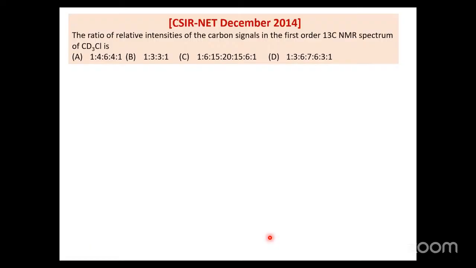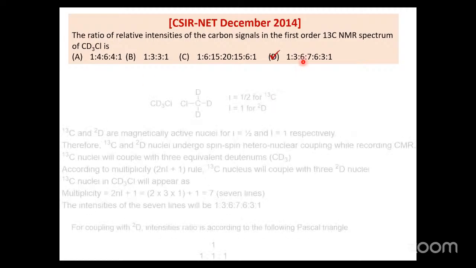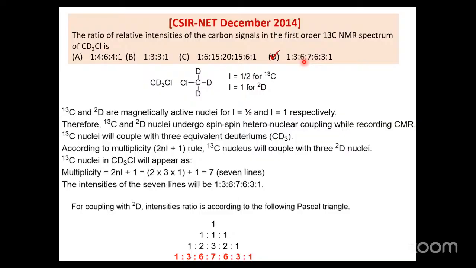Again, in 2014, they have asked one more question on relative intensities of carbon signal for CD3Cl. Okay, deuterated methyl chloride. Now, again, here this carbon is attached to the 3 deuterium. So 7 lines you will get. So option D will be the correct one. I hope now you understood how to calculate number of lines and their intensities.